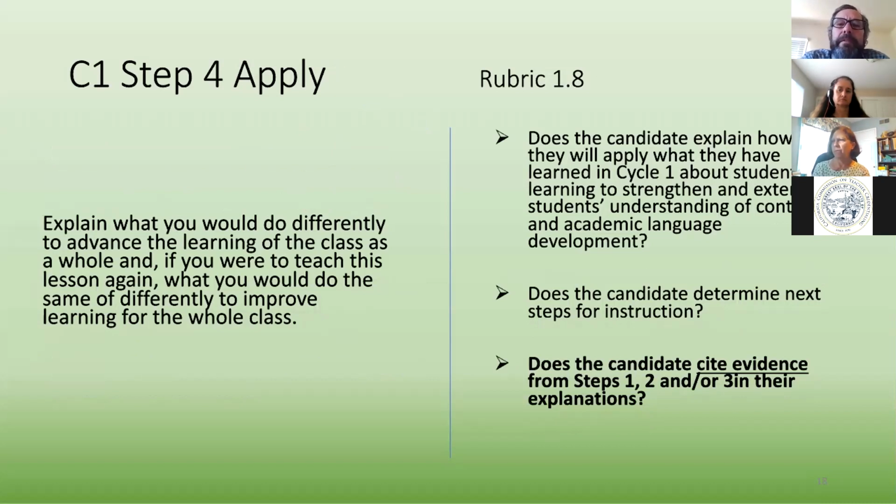So again, these reflective questions for the candidate. Does the candidate explain how they will apply what they have learned in Cycle 1 about students' learning to strengthen and extend students' understanding of content and academic language? Does the candidate determine next steps for instruction? And again, does the candidate cite evidence from steps 1, 2, and/or 3 in their explanation?